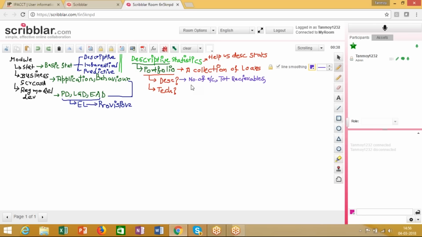These first two measures will give us an idea about the expansion of the portfolio. If I look into the trend of these accounts, I'll be able to identify, okay, this is how this particular portfolio is behaving. Now, just looking at the total number of accounts and the total receivables may not always give me an idea. Therefore, I need to have some summarized view of the portfolio.